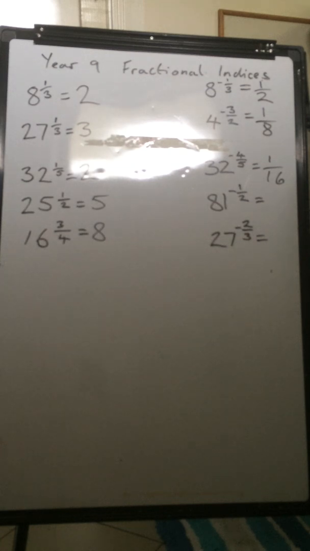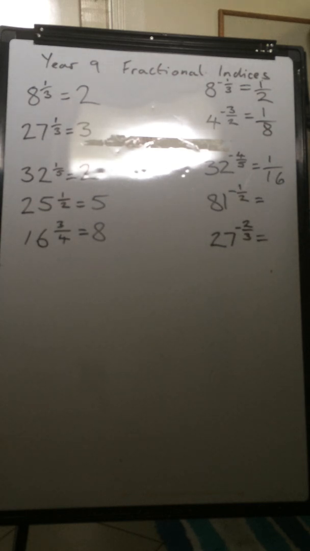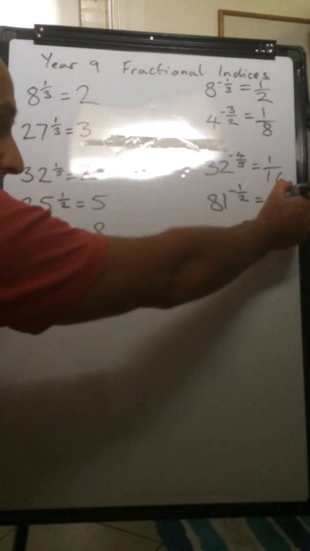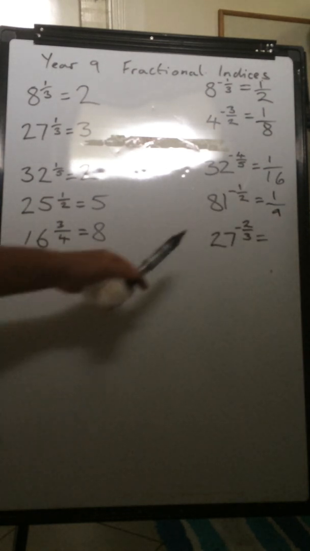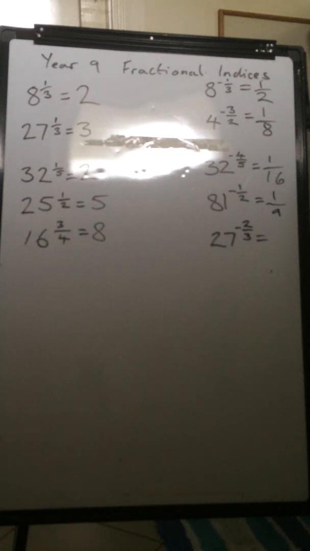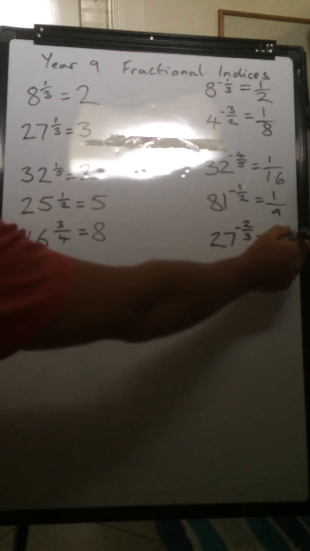Next question, 81 to the power of negative 1/2. In this case, it's asking us normally what would be the square root of 81, which we know is 9. But because we've got a negative index there, the answer is going to be 1/9. And finally, in the last question, what is 27 to the power of negative 2/3? Well, the cube root of 27 is 3, and then we do 3 to the power of 2. 3 to the power of 2 is 9, but because we've got a negative index, it's going to be 1/9.